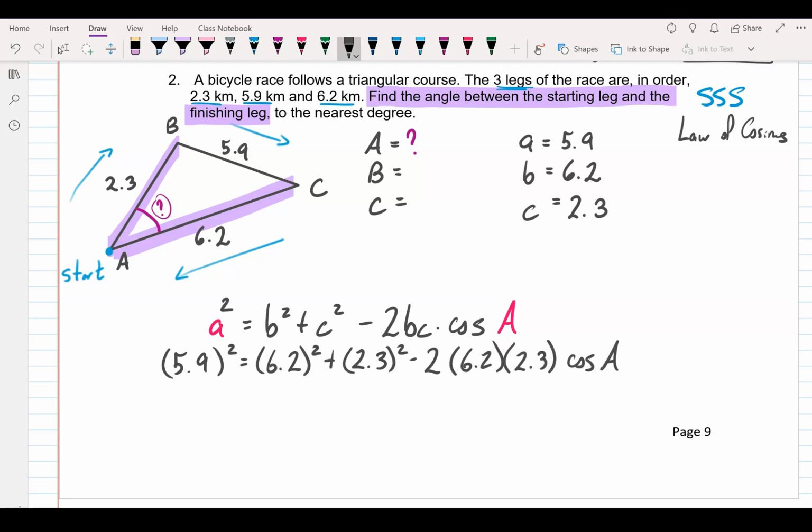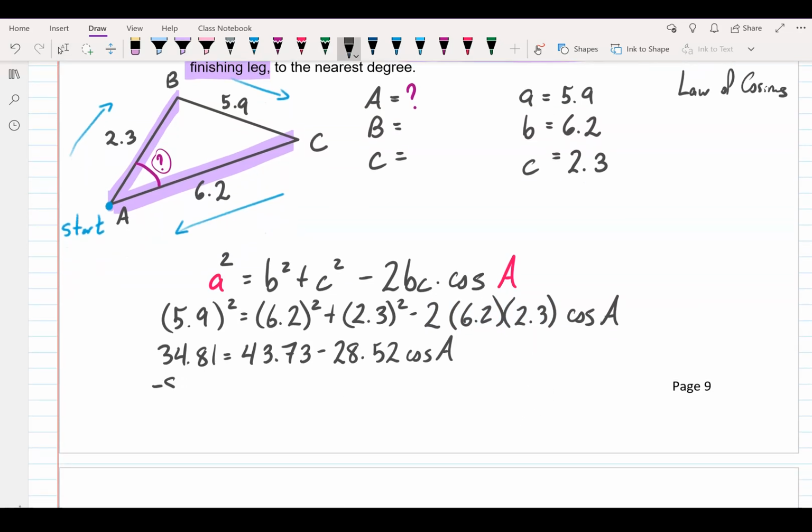Again, just missing our angle A here. I'm going to multiply out. Once again, this is related to this. This stuff is all related to this. And this stuff is all related to this. And I'm going to do my regular rearrangement and dividing now.